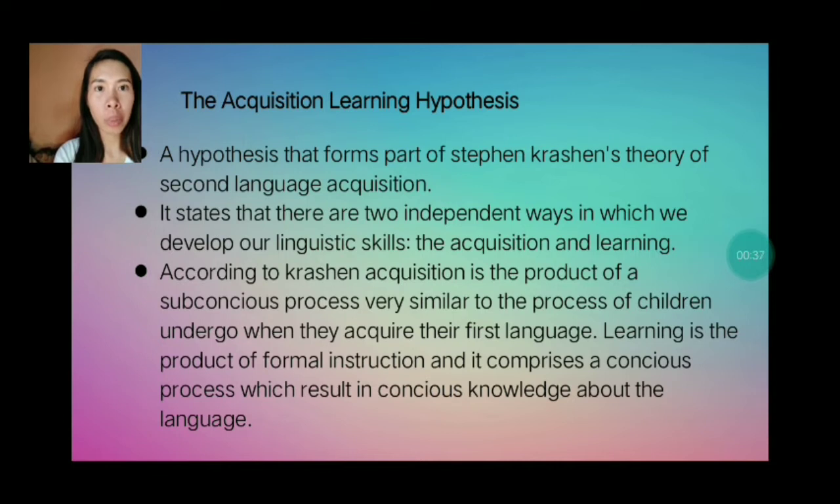The acquisition learning hypothesis is a hypothesis that forms part of Stephen Krashen's theory of second language acquisition. It states that there are two independent ways in which we develop our linguistic skills: acquisition and learning. According to Krashen, acquisition is a product of a subconscious process very similar to the process children undergo when they acquire their first language. Learning is the product of formal instruction, and it comprises a conscious process which results in conscious knowledge about the language.